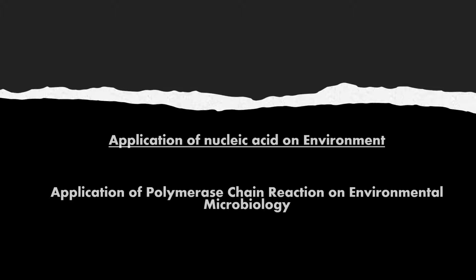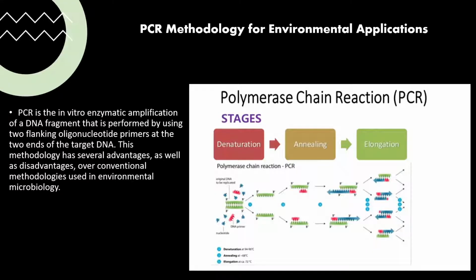Application of polymerase chain reaction on environmental microbiology. PCR methodology for environmental applications. PCR is the in vitro enzymatic amplification of a DNA fragment that is performed by using two flanking oligonucleotide primers at the two ends of the target DNA. The most recent advancement in PCR technology that may be very useful in environmental application is the thermostable DNA polymerase.